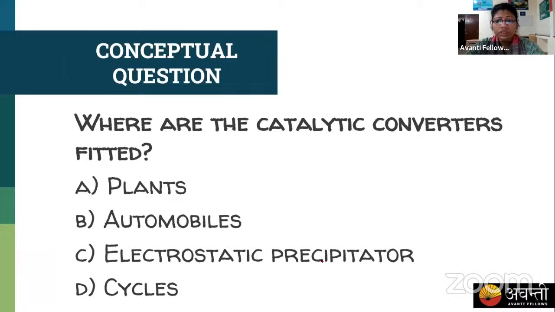Okay. Great. So you have marked the option B. Okay. And this option B is 100% correct. Right now we have just studied that catalytic converters are fitted inside the automobiles to remove the particulate matter or the unburnt carbon particles, as well as some oxides of the gases from the exhaust.